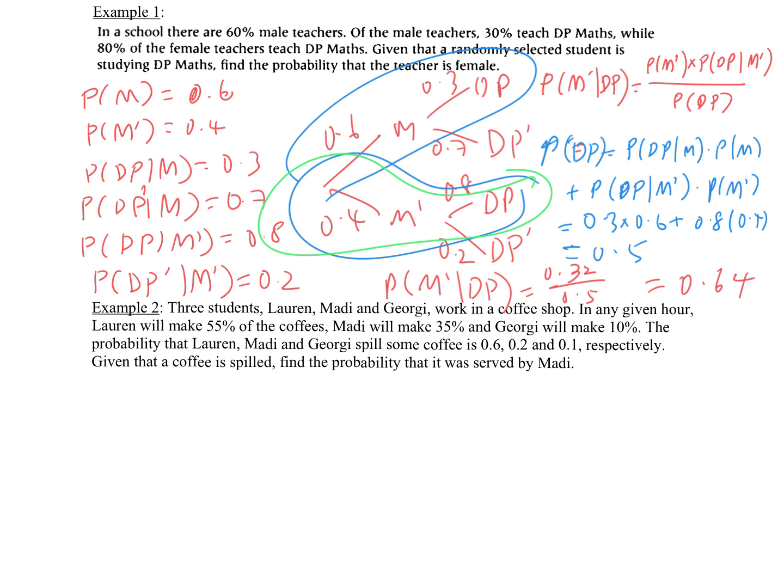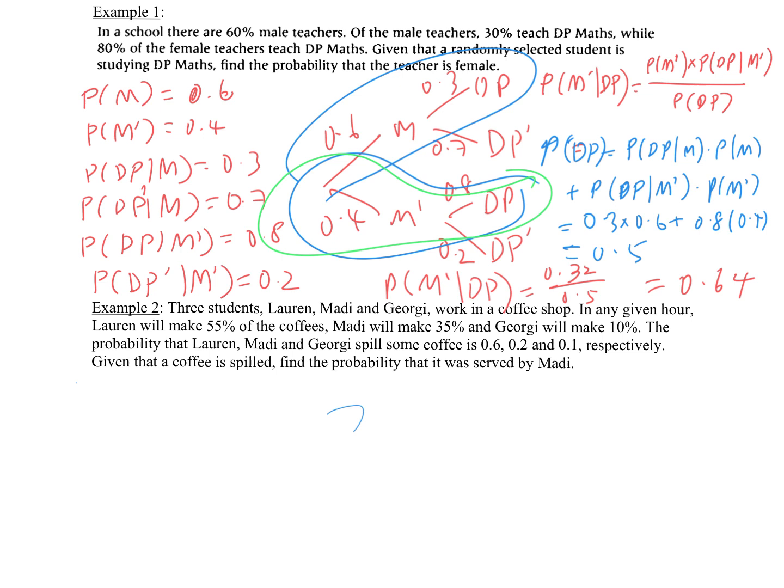In our next example, three students, Lauren, Maddie, and Georgie, work in a coffee shop. In any given hour, Lauren will make 55% of the coffees, Maddie will make 35%, and Georgie will make 10%. The probability that Lauren, Maddie, and Georgie spill some coffee is 0.6, 0.2, and 0.1 respectively. Given the coffee is spilled, find the probability that it was served by Maddie.